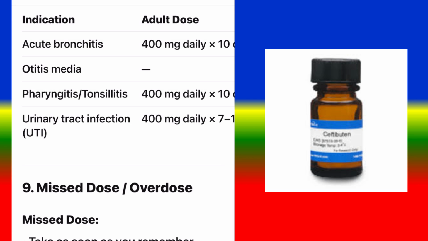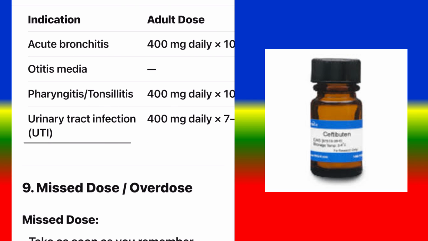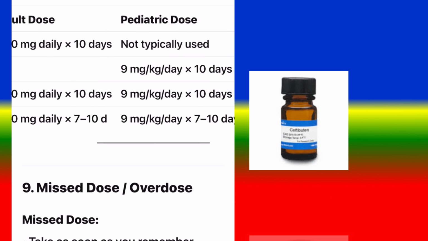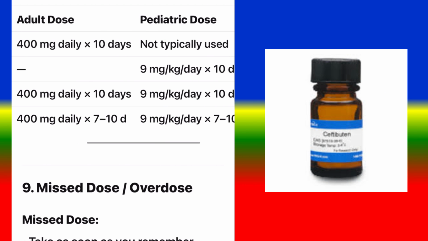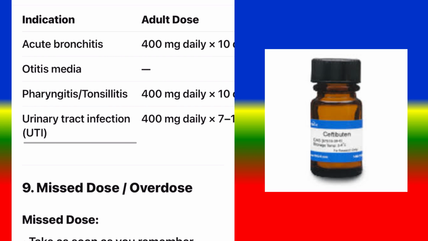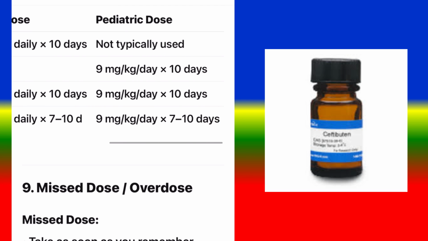Otitis media: 9 milligrams per kilogram per day, 10 days. Pharyngitis, tonsillitis: 400 milligrams daily, 10 days; 9 milligrams per kilogram per day, 10 days. Urinary tract infection: 400 milligrams daily, 7 to 10 days; 9 milligrams per kilogram per day, 7 to 10 days.